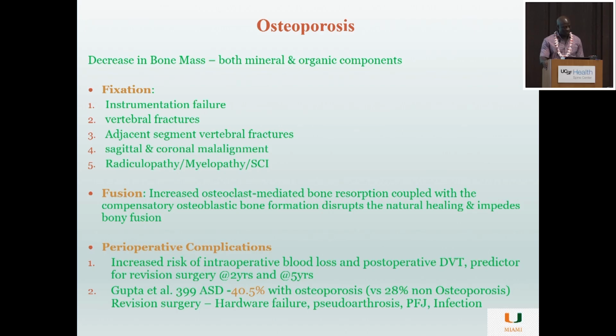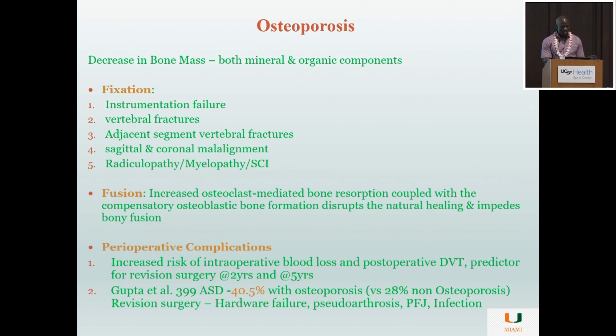So fixation failure, vertebral fractures, either at the level of the instrumentation or above the level of the instrumentation, adjacent segment failure, which can all lead to sagittal and coronal malalignment. And in some cases, because of the coronal tilt, it can lead to foraminal stenosis, which can lead to radiculopathy. In some cases, it can lead to kyphosis, or even just the general collapse leading to buckling of the ligamentum flavum and disc herniation, or even the fracture fragment can lead to severe stenosis, which can cause myelopathy, and in severe cases can lead to spinal cord injury.